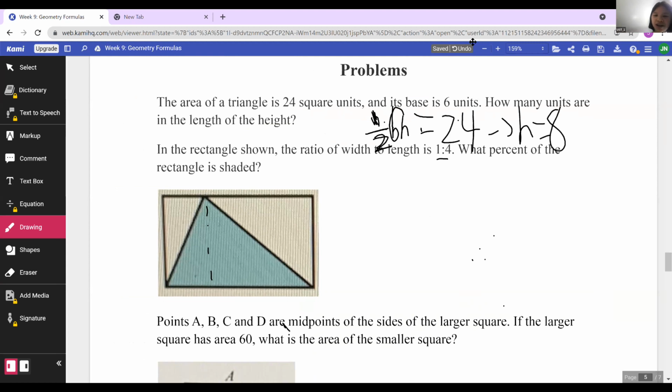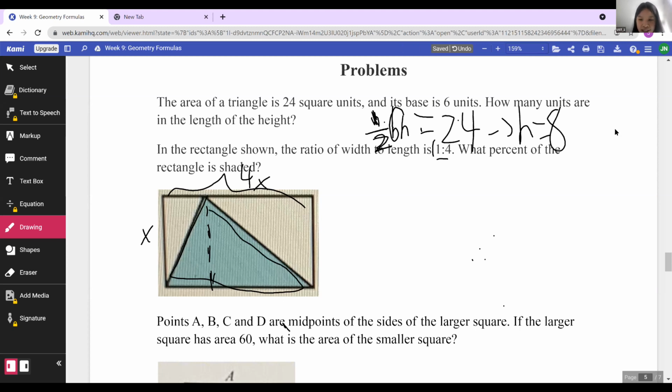Now, in the rectangle shown, the ratio of width to length is 1/4. What percent is shaded? Yeah, it looks like one of you chatted me the answer. So it's 50%. There are at least 2 ways to do this. One is to set ratios like x and 4x here, and then calculate the area of the triangle.